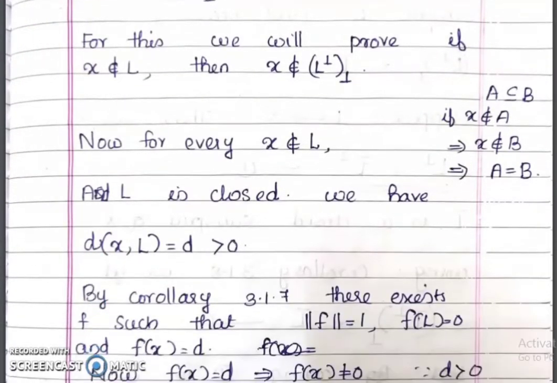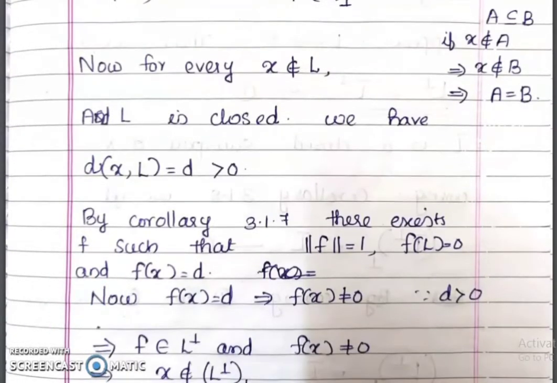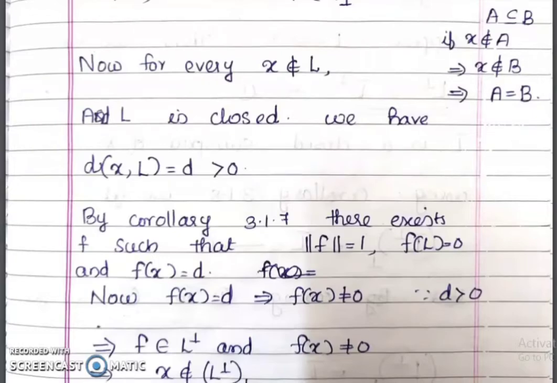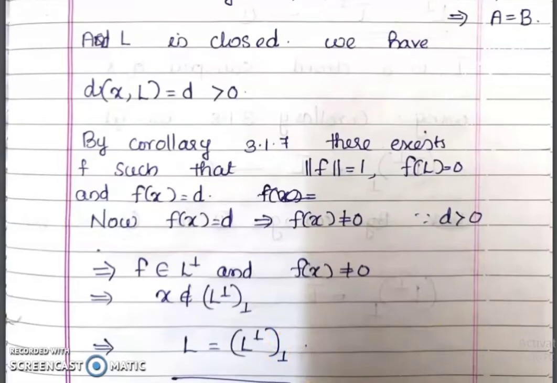Here. By the corollary, there exists an f belongs to X star such that norm of f equal to 1 and f of L equal to 0, f of x equal to D. Clearly D greater than 0, f of x equal to D implies f of x is not equal to 0. Thus we get f belongs to L perp and f of x not equal to 0. Therefore, this x can never belong to L perp. Thus we get L is equal to L perp. Hope it is clear.